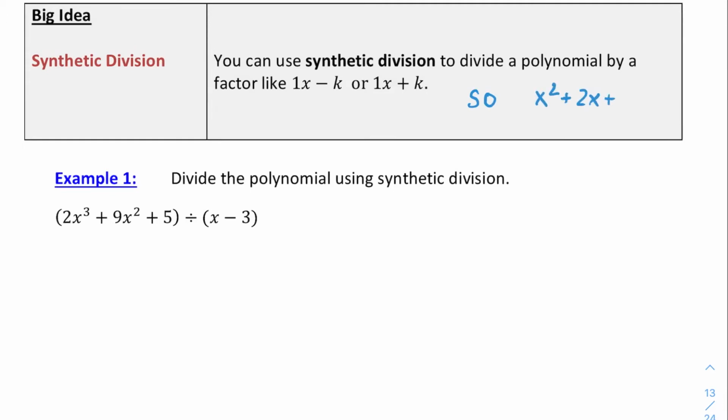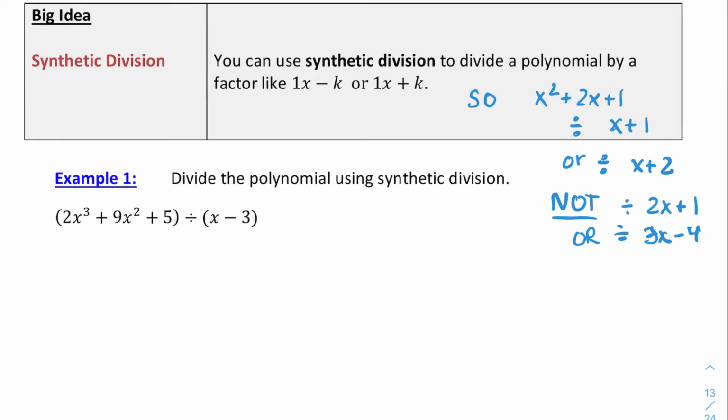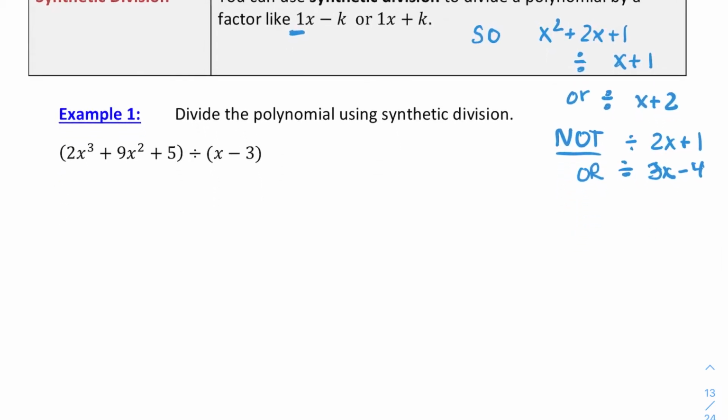So our division that we're going to use is called synthetic division. It is a little bit of a shortcut algorithm instead of long division, but it only works for certain polynomial division problems. So you have to be dividing by something that has a coefficient of 1 on your variable. So you could divide by x plus 1 or x plus 2, but not by, say, 2x plus 1 or 3x minus 4. Those you would have to use long division on. Okay, so how does this synthetic division thing work?